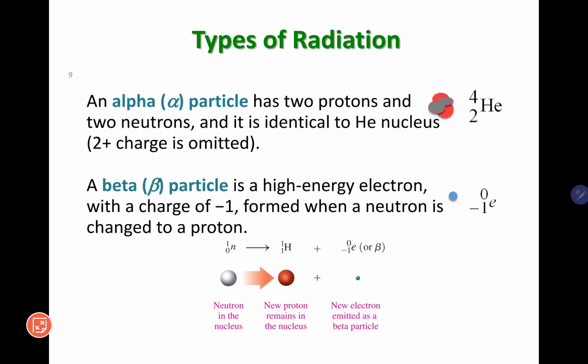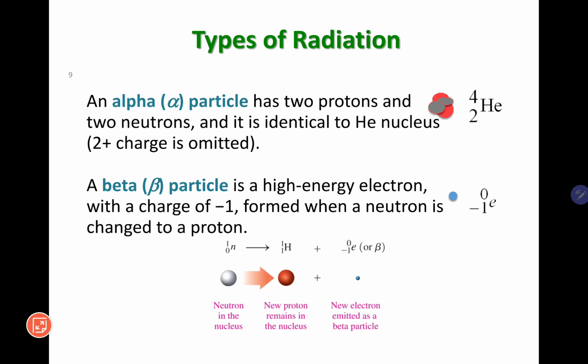Alright, so now let's talk about types of radiation. I'm going to talk about four types of radiation in more detail. What I want you to do is, when I talk about these four types of radiation, I want you to remember their name, and I also want you to remember their symbol. Believe me, if you can remember the name and the symbol, that is all you need to remember in this chapter, and everything else is going to be extremely easy.